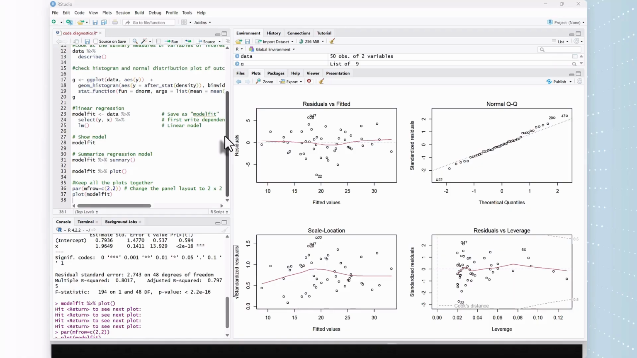So to check this assumption in the diagnostic plot, we look into this first plot, the residuals versus fitted values plot. For the linearity assumption to hold, the residuals should be randomly distributed around this dashed horizontal line without any distinct patterns. That means if the linear trend of the model is captured, the residual should basically be only noise, right?